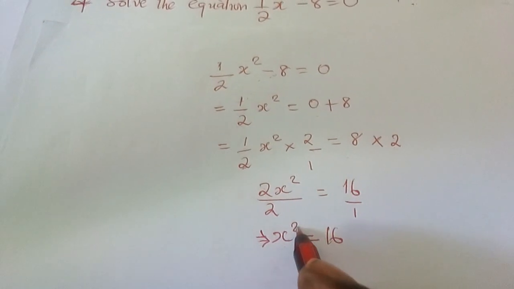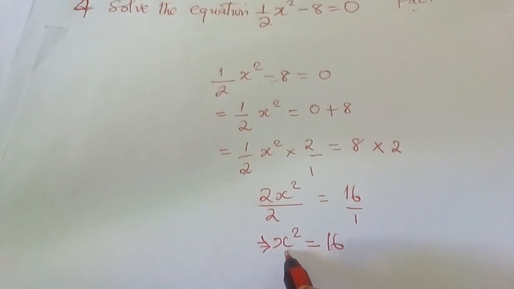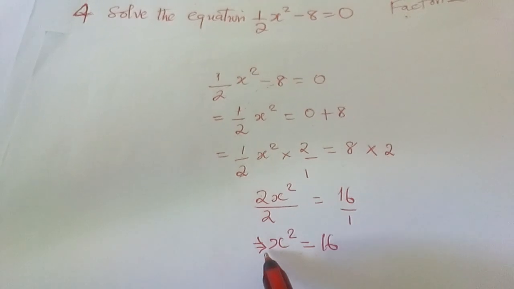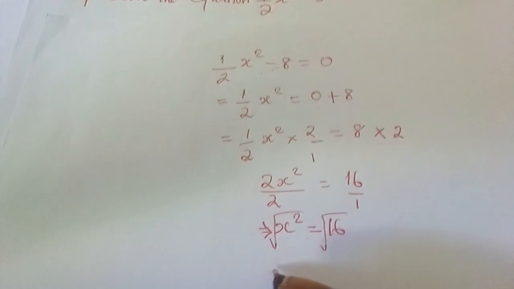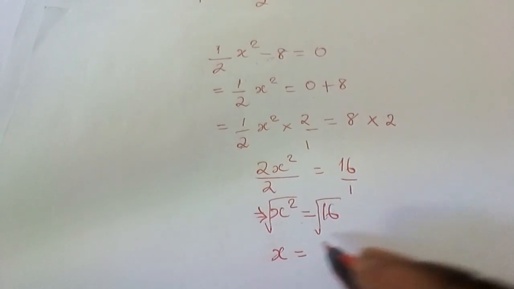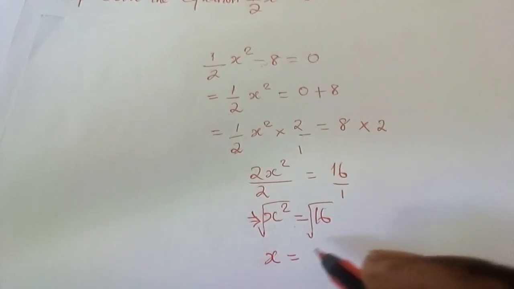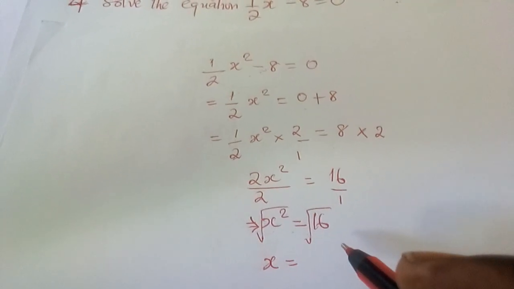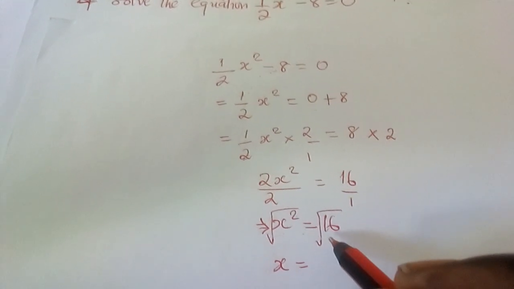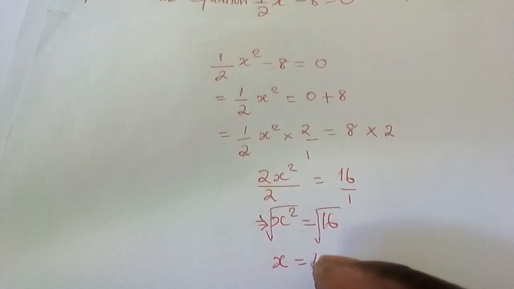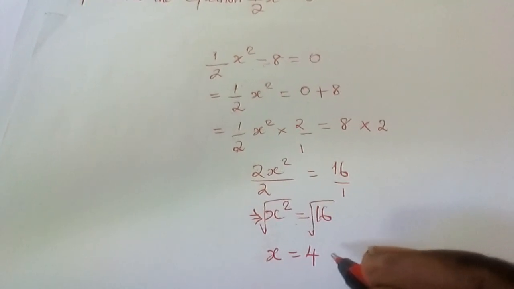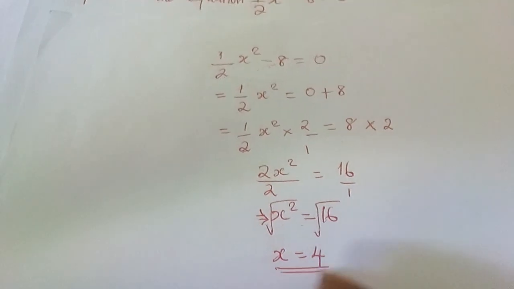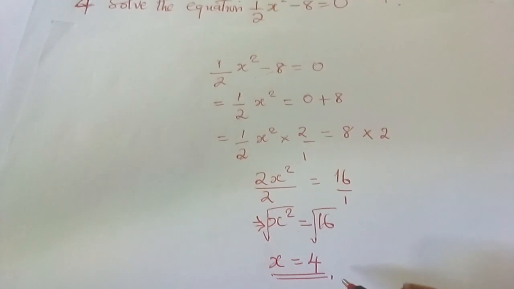Here, because this is squared, we only just need a single x, which means we need to introduce the square root on both sides. So what is the square root of 16? In other words, it's a question of which number can we multiply by itself so that we should get 16. And then you get to find out that it's a 4. When you multiply 4 times 4, you get 16. And it means our x is 4, just like that.